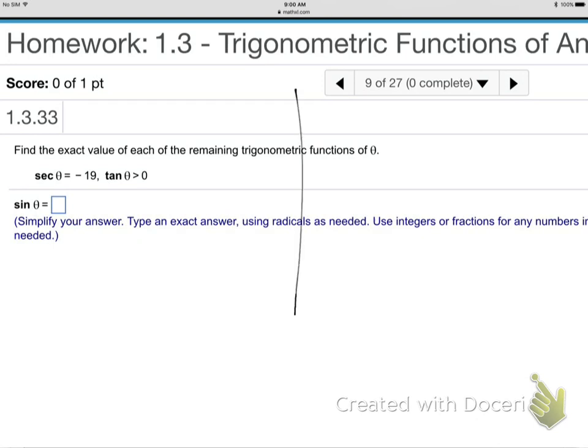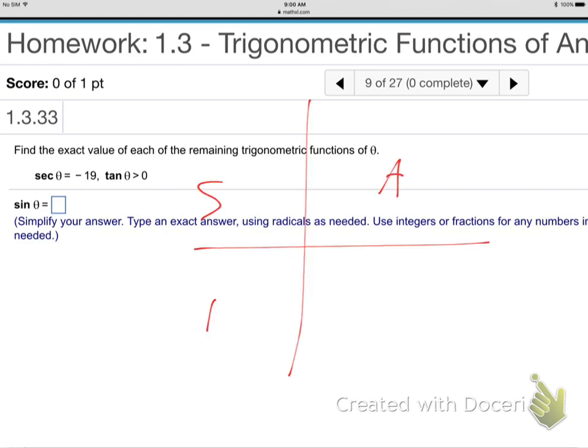So let's do the little, here, I'm going to change the color here. We got to do the all students take calculus thing, right? So all students take calculus. So what's it telling me about tangent? Tangent theta greater than 0, what does that mean? Positive, right? Greater than 0 is positive. This is tangent's positive. So which quadrant are you thinking right away? It's either 3 or 1, right?